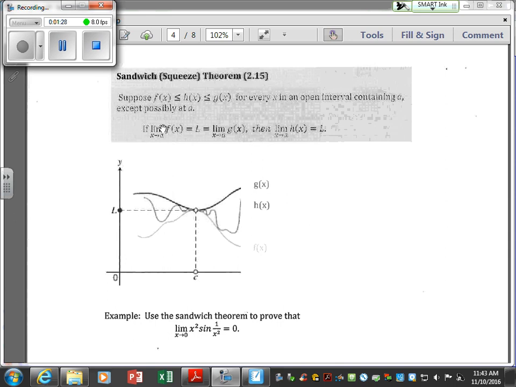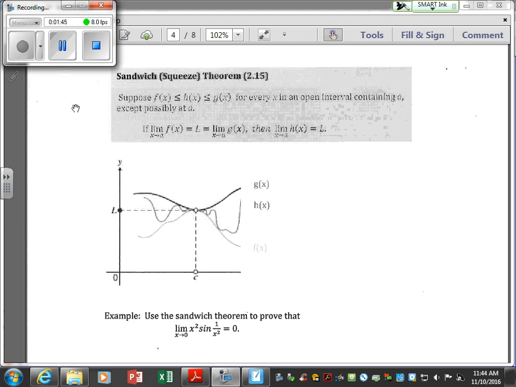That's just saying if the limit of your f of x function as x approaches a is equal to L, and the limit of your g of x function as x approaches a is equal to L, then the one in between that is equal to L as well.